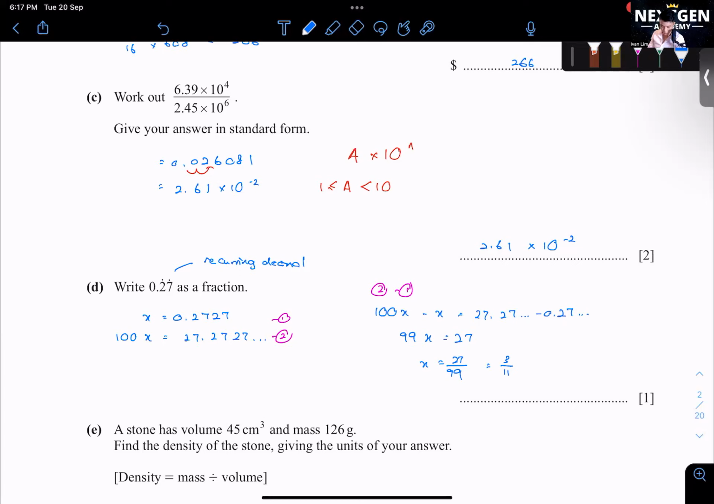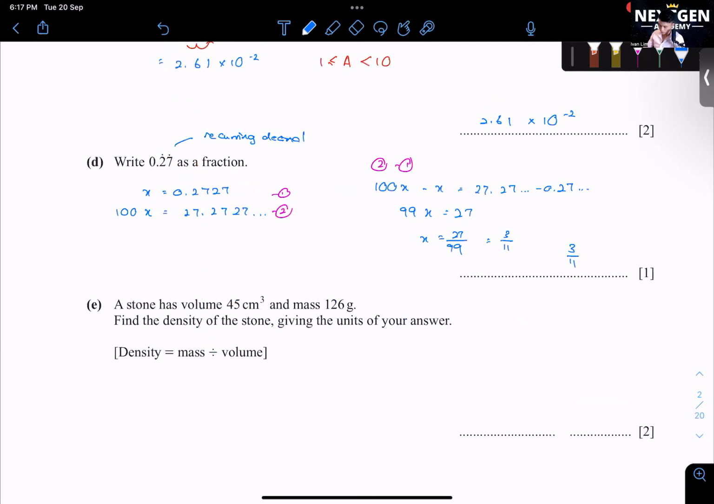27 divided by 3. Okay, 3 over 11. Okay, it's just a 1 mark question. Purely 1 mark only.